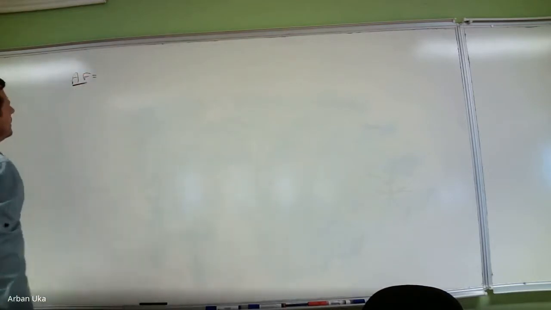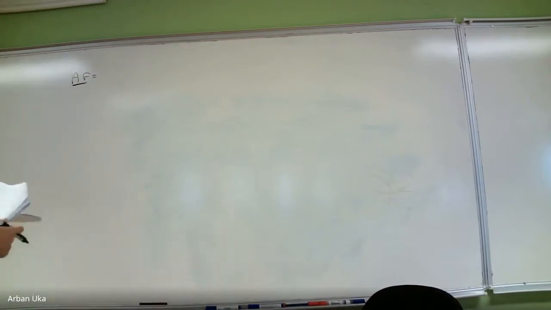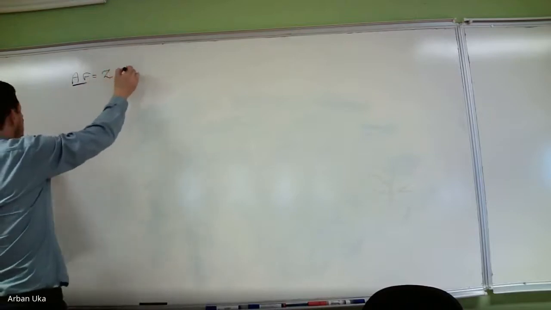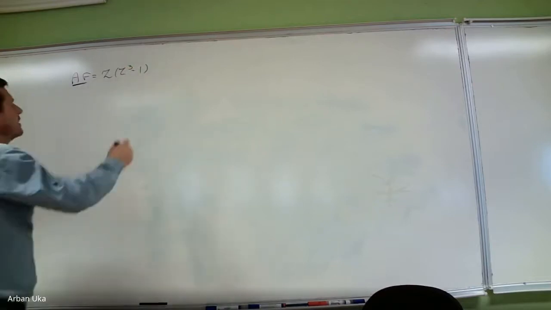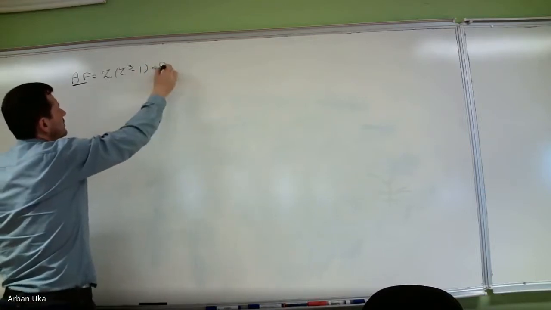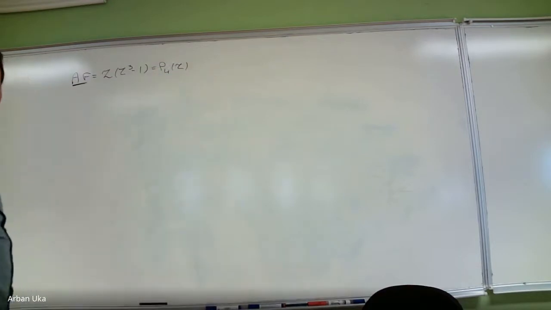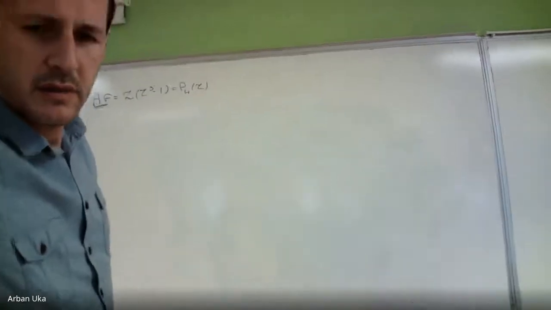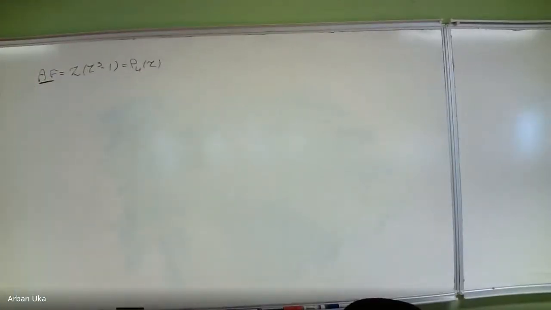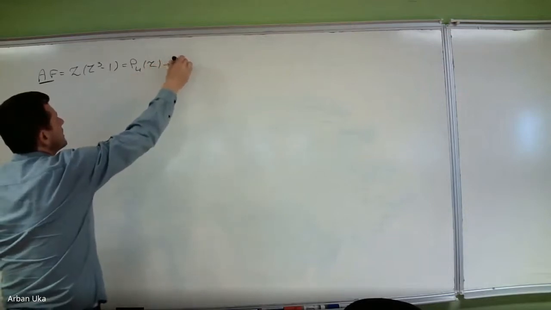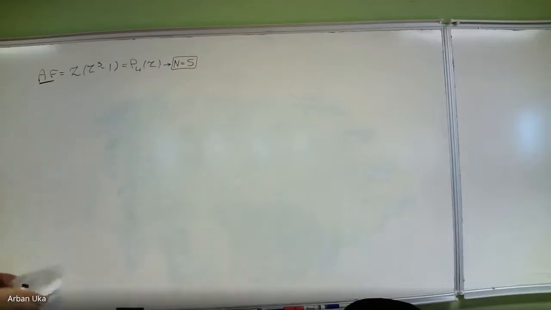So let's assume that we have an array factor which can be described like this, z times z cubed minus 1. As you can see here, we have an array factor which is a polynomial to the fourth order. And since this is of the fourth order, we may expect a certain number of antenna components. From this one, we could expect the number of antenna components to be n equal to 5, because we have a polynomial of z to the power 4.